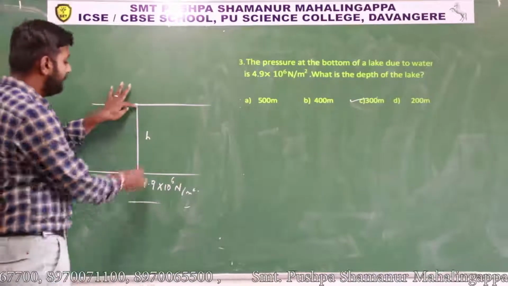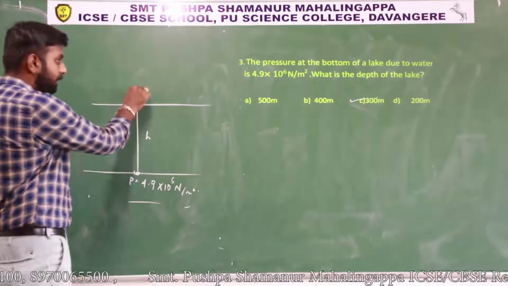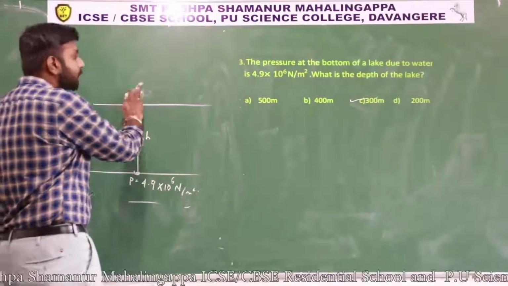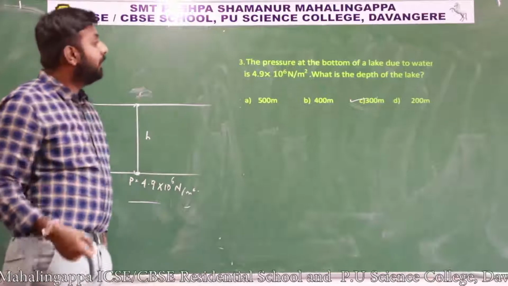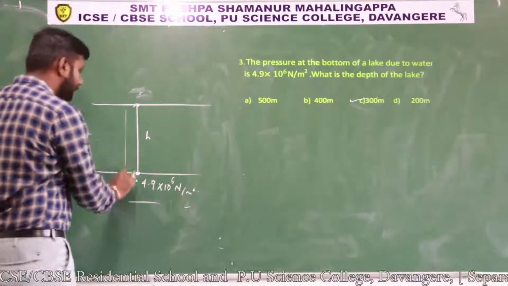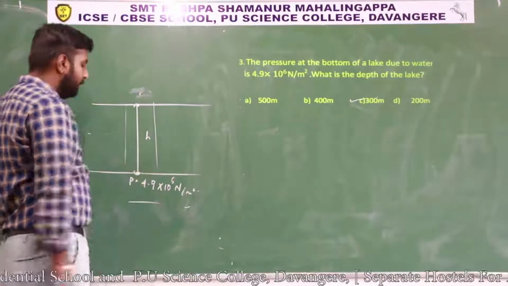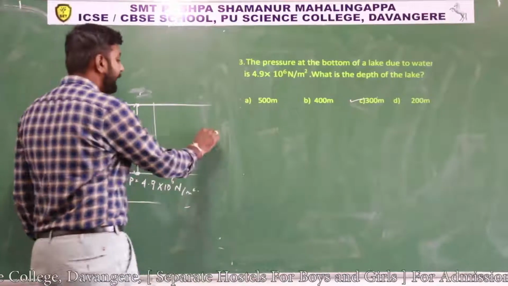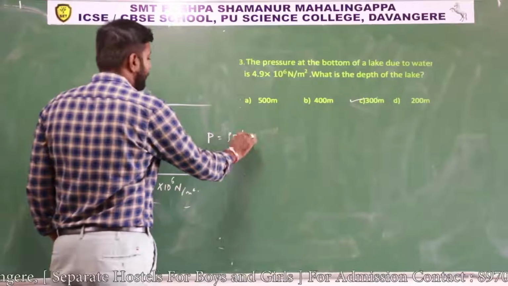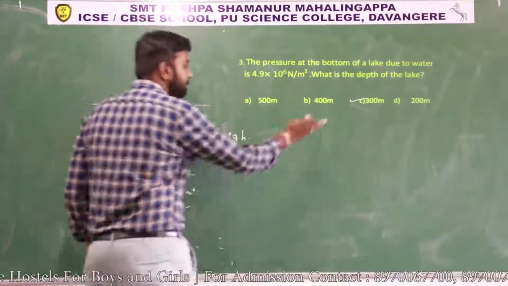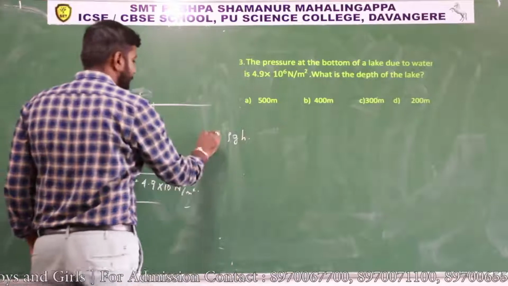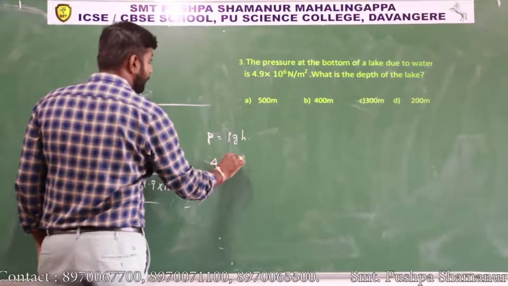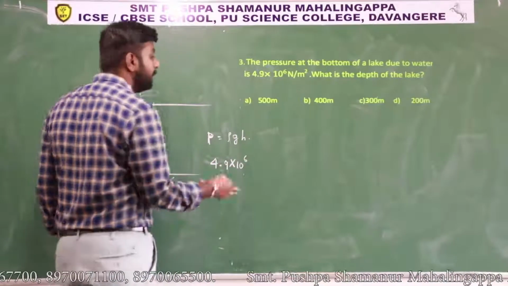Due to water means consider from this point to this point, no need to consider atmospheric pressure. Why? Because in the question itself we mentioned due to water column, the pressure at this point is 4.9 × 10^6 Newton per meter square. Again, P equals rho g h. If you substitute the value, you will get pressure is 4.9 × 10^6 Newton per meter square.